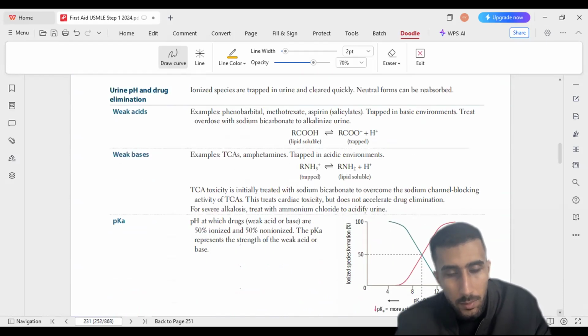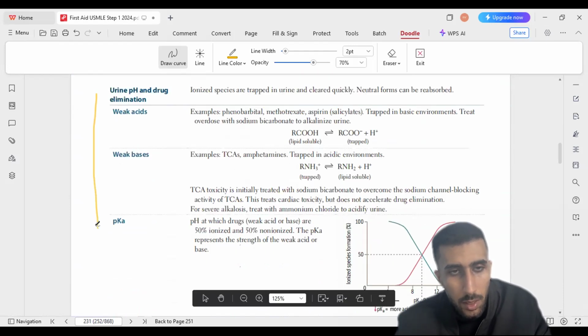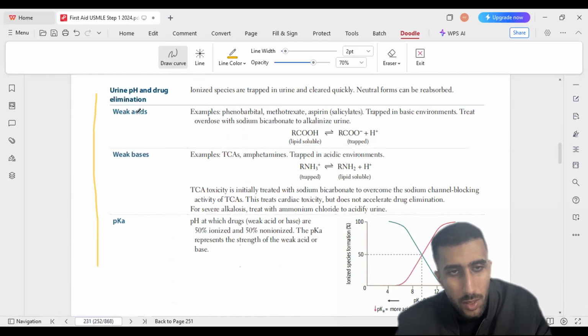This next one is less high yield. The topic is urine pH and drug elimination: the ionized species are trapped in the urine and cleared quickly, and the neutral forms can be reabsorbed. It is information you have to know that when you have ionized species, they are trapped in urine and cleared quickly.